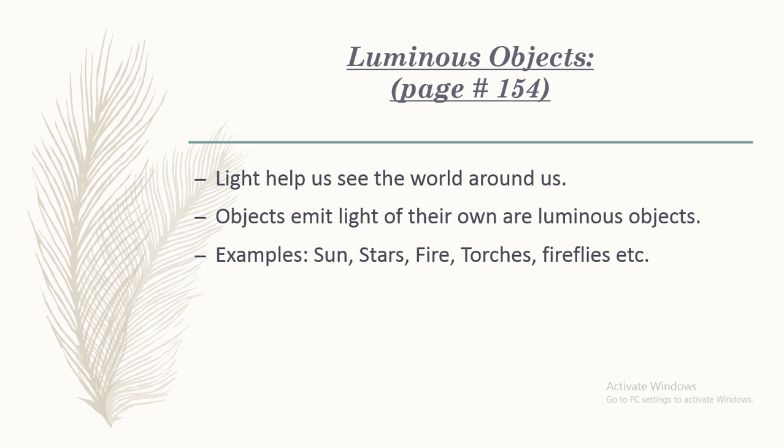Luminous objects. Page number 154. The world around us is full of colorful and beautiful things: the shining sun, blue sky, the clear water, and the green trees. However, we cannot see these things in the dark. We can see all these things only when there is light. In fact, our eyes can see light, and light helps us to see other objects.